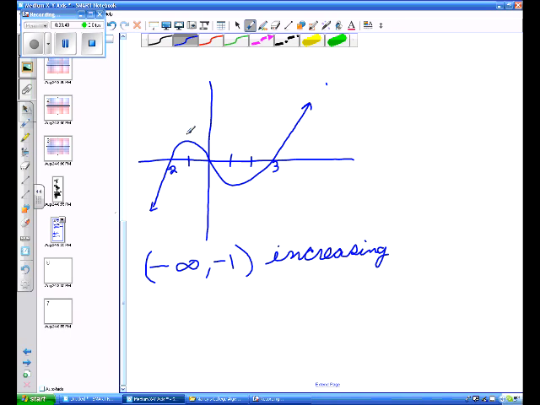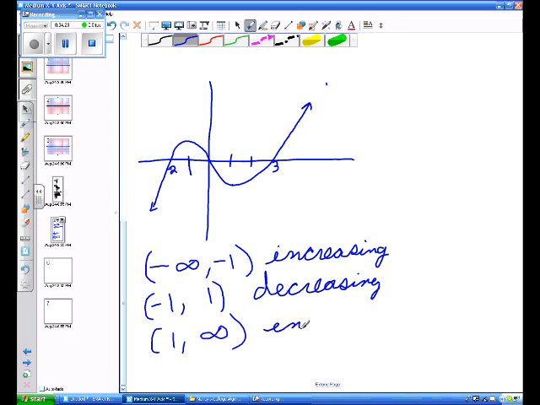Okay, so now at our value of negative 1, our graph is starting to go down, and it goes down to positive 1. At positive 1, we change directions and we start increasing again. So for the interval from negative 1 to positive 1, our function is decreasing. And then from positive 1 all the way to infinity, it looks like we're increasing. And so from 1 to infinity, we're increasing.